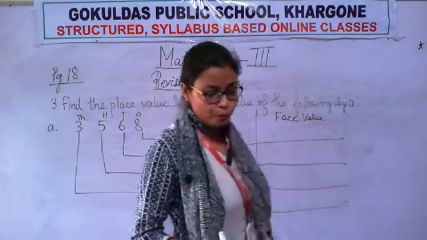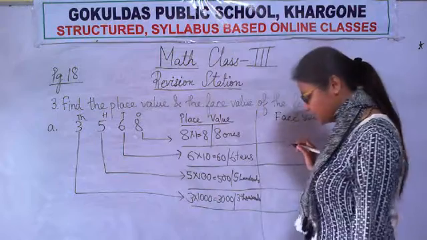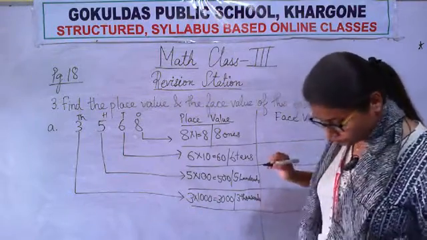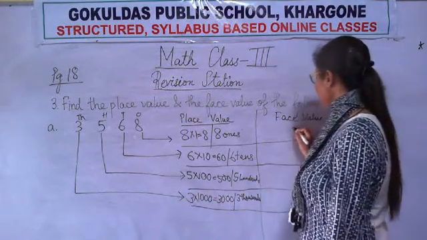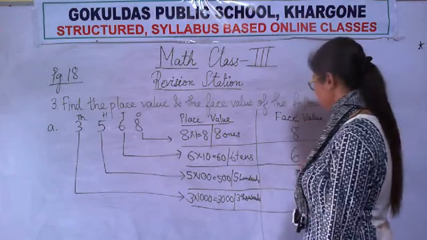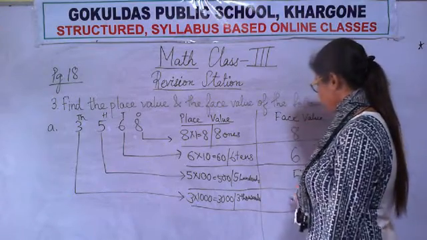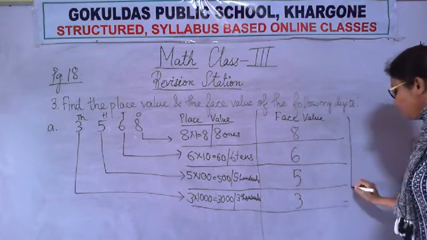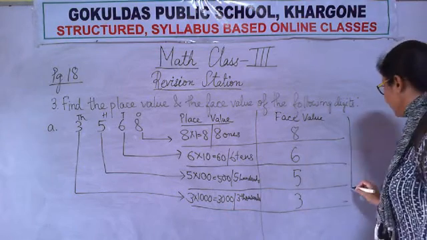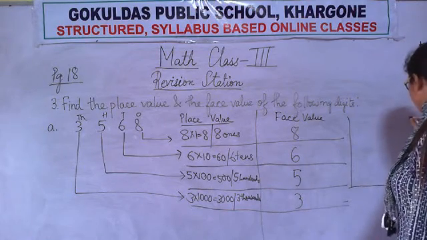Now the face value. Face value, the same number comes. Yes, the same number will come. What is the number? 8, 6, 5, 3. You will just put the same number. Okay, there the abacus is also given to you. You will have to do the abacus.